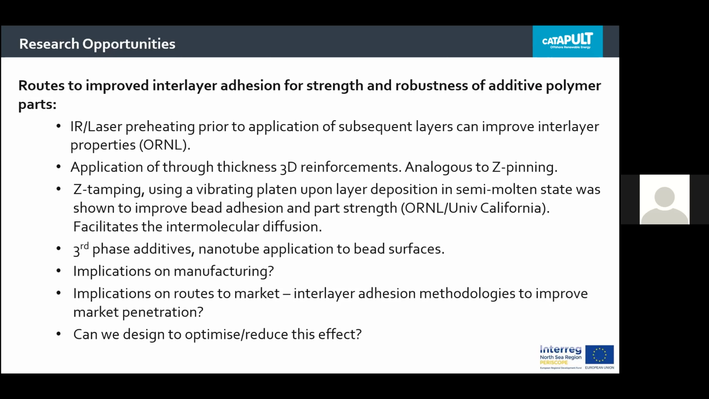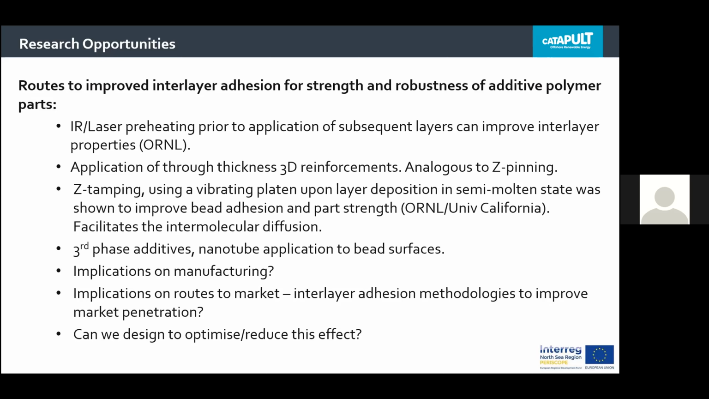So likewise as well, I think they used a Z tamping platen. So on the extruder, they had this Z tamping platen that beat or vibrated the top of the surface, the melted surface, the molten bead, and they found that this improved the interlayer adhesion between beads, and encourages the net growth and the sintering process of the beads.